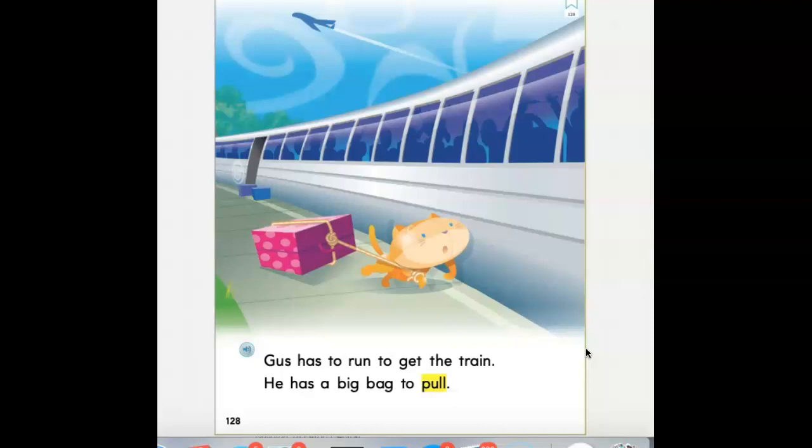He has a big bag to pull. So read that with me. He has a big bag to pull. Notice how the word pull is highlighted in our sentence. Pull is one of our daily frequency, or also called sight words in our story.